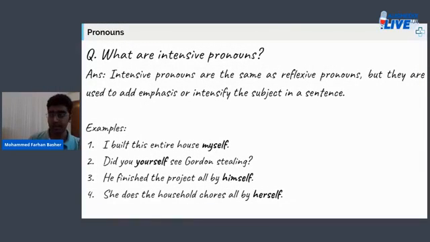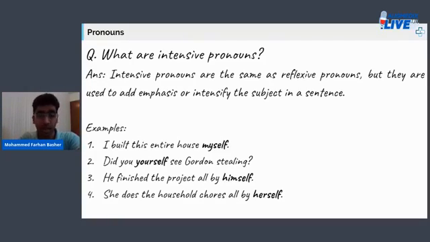Now, what are intensive pronouns? Intensive pronouns are the same as reflexive pronouns, but they are used to add emphasis or intensify the subject in a sentence, right? How so? Examples will make this definition clearer.